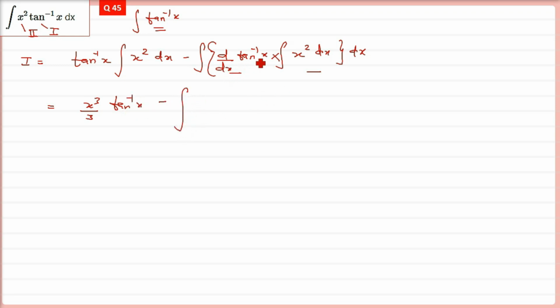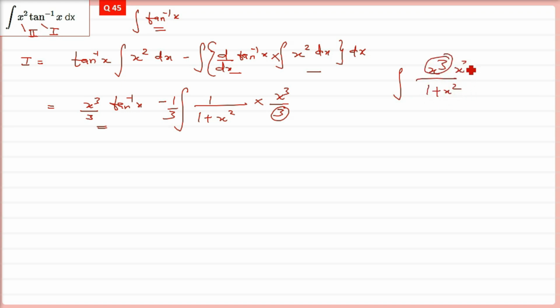D by dx, or differentiation of tan inverse x, will be 1 by 1 plus x square. And integration of x square will be x cubed by 3. X cubed by 3 tan inverse x is already done. Now we will deal with x cubed by 1 plus x square, because 1 by 3 I have taken outside. So this is x cubed divided by 1 plus x square.